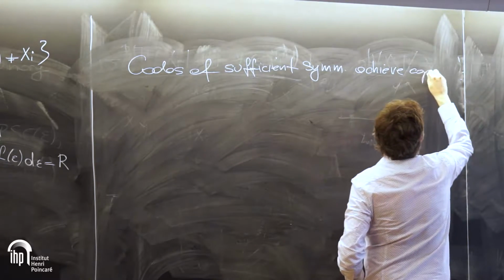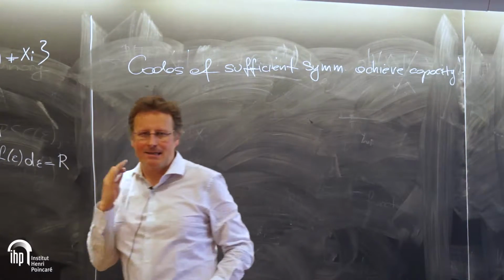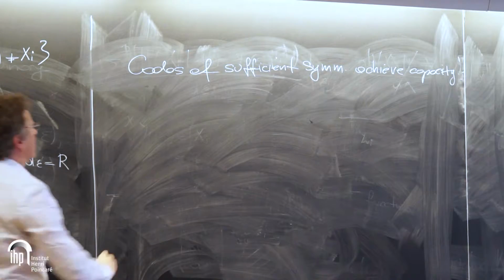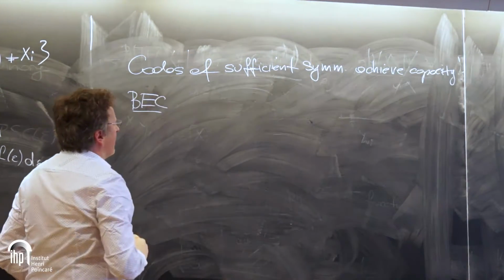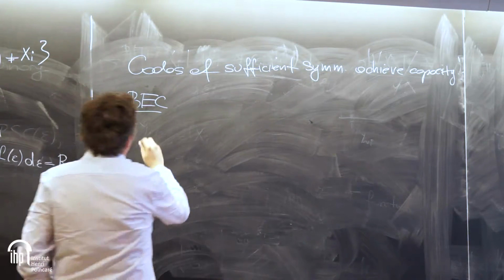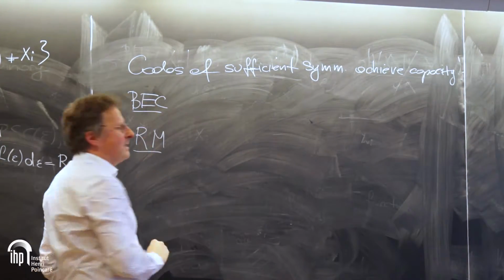And this is a slightly grandiose title because the result is slightly more specific. Well, I only show you something for the binary erasure channel. Okay, so we'll be looking at the binary erasure channel. The point will be the following: we'll look at codes, in particular, let me just mention, but it's not limited to, what are called Reed-Muller codes.